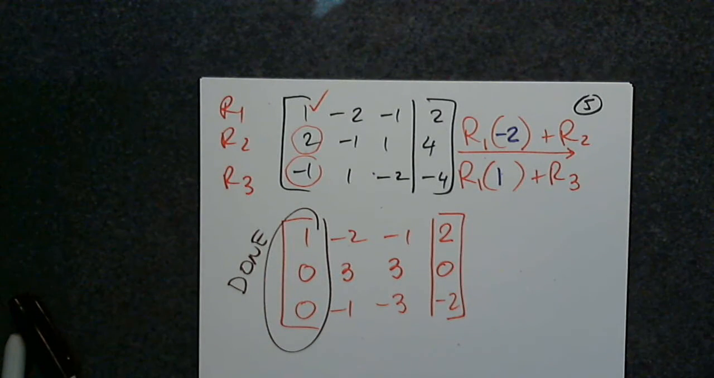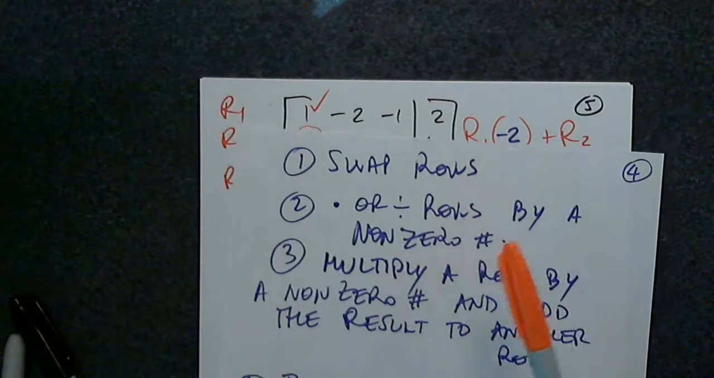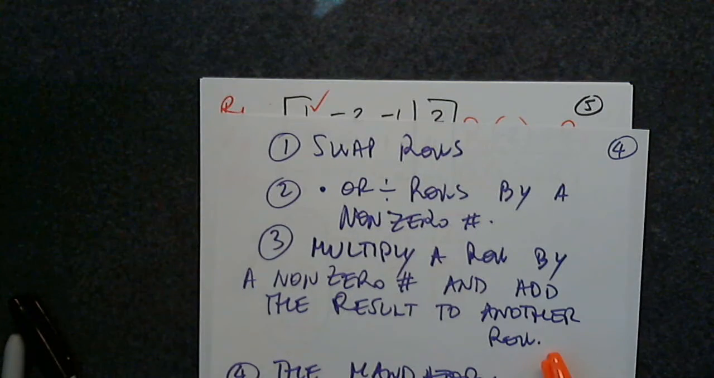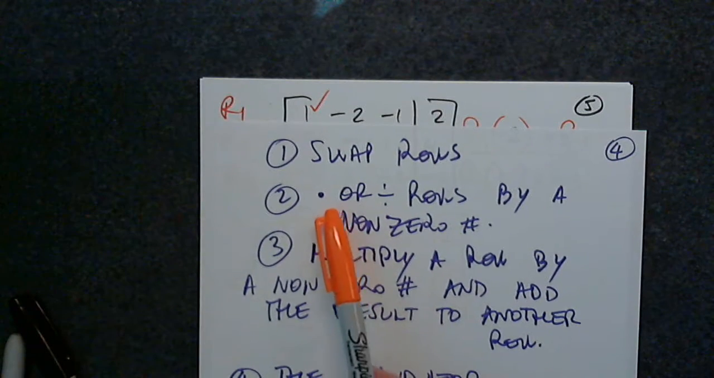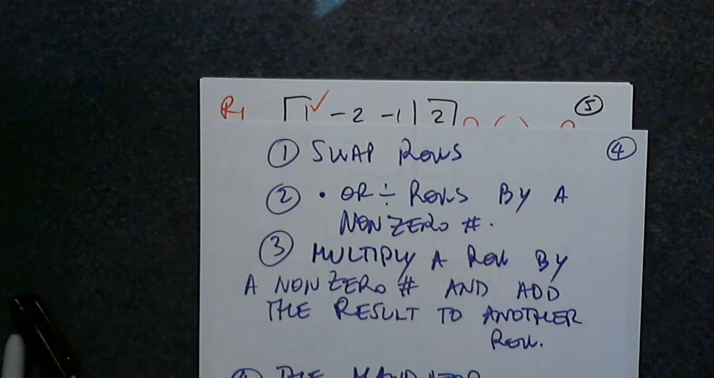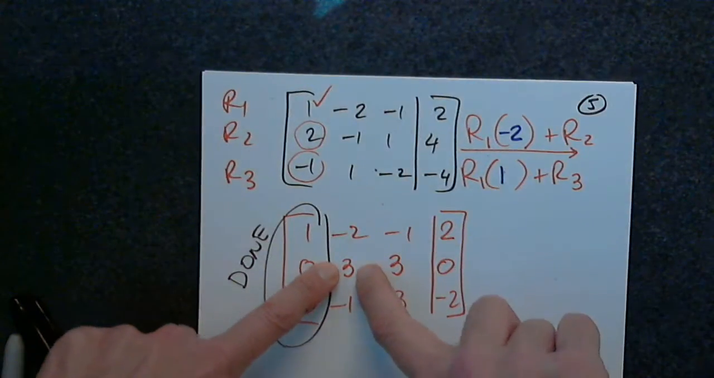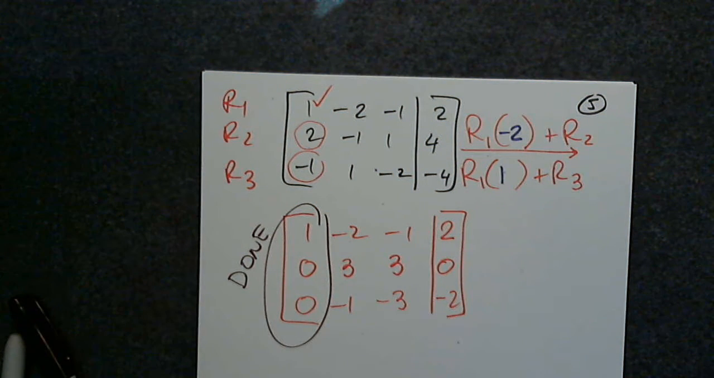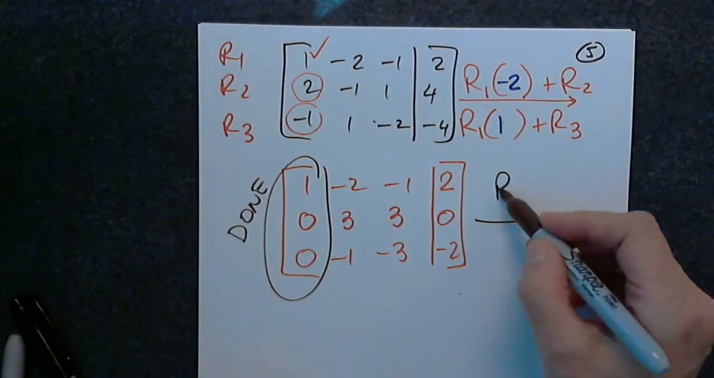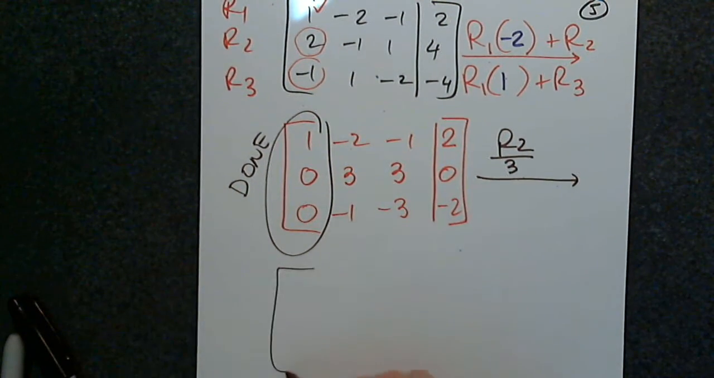Okay, let's read the allowed operations one more time. Swap rows, not applicable. This is what we've just been doing: multiply a row by a non-zero number and add the result to another. But what about this one? Multiplying or dividing rows by a non-zero number. How can I get a 1 in here? Exactly, thank you. Row 2 divided by 3. Great job.